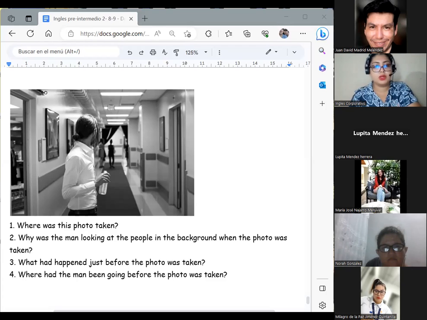So, this is the photo, and we have the first question. Where was this photo taken? Why was the man looking at the people in the background when the photo was taken? What had happened just before the photo was taken? And where had the man been going before the photo was taken?